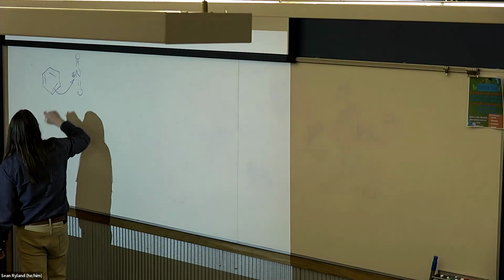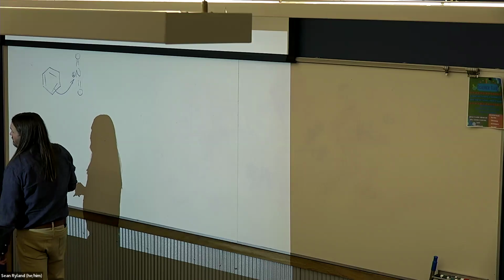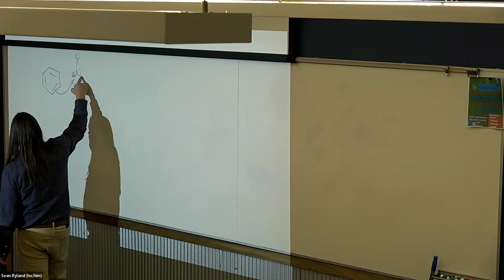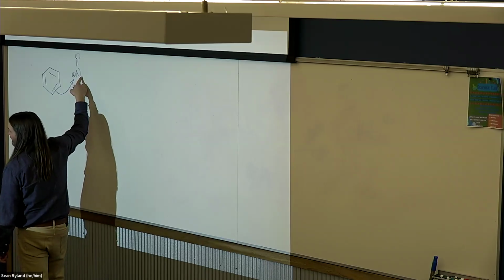Yeah. It goes to the top. Another one though, in this step? Because nitrogen can't have more than 8 electrons, right?